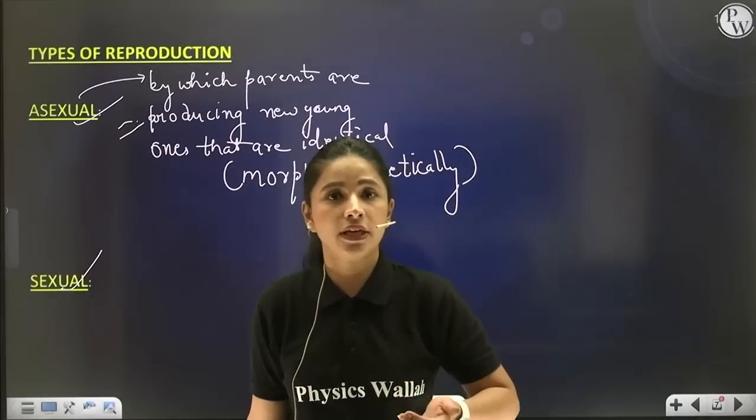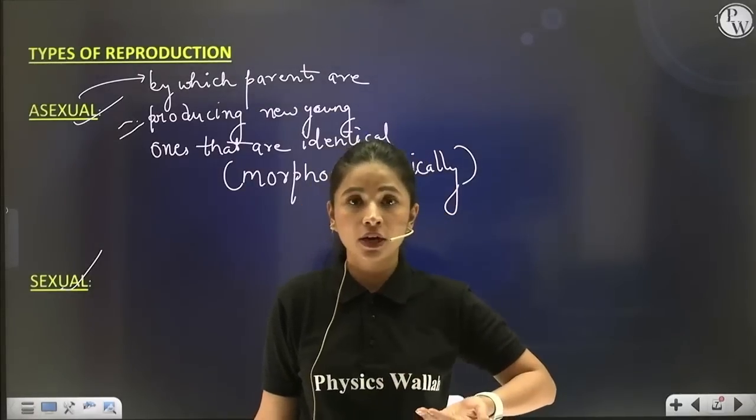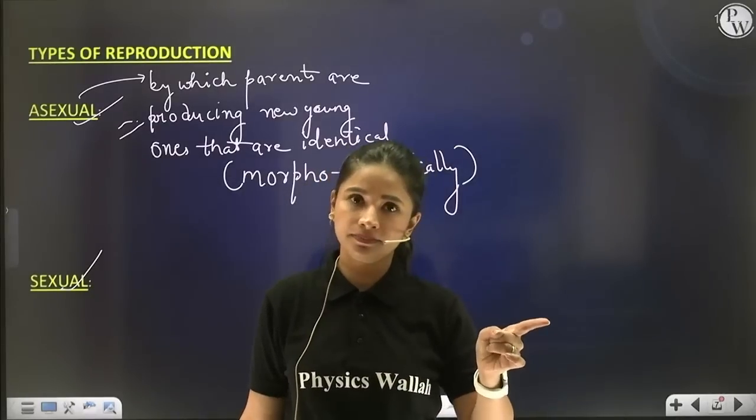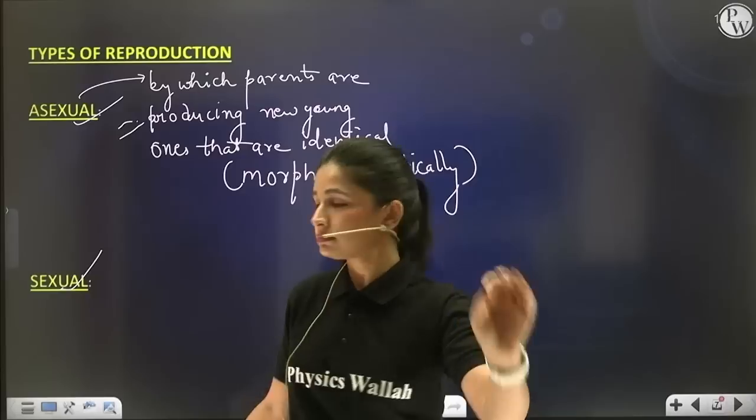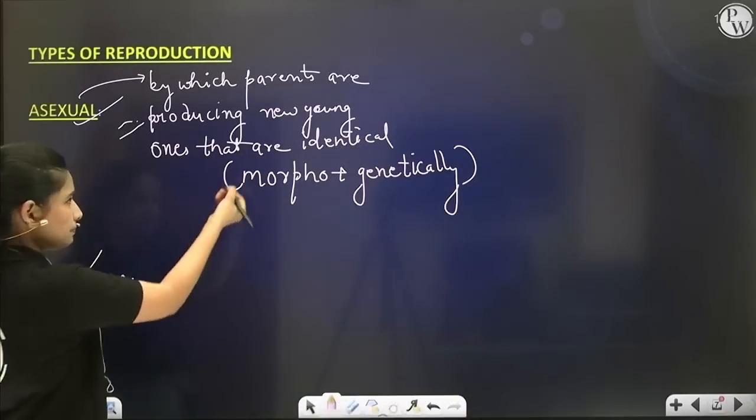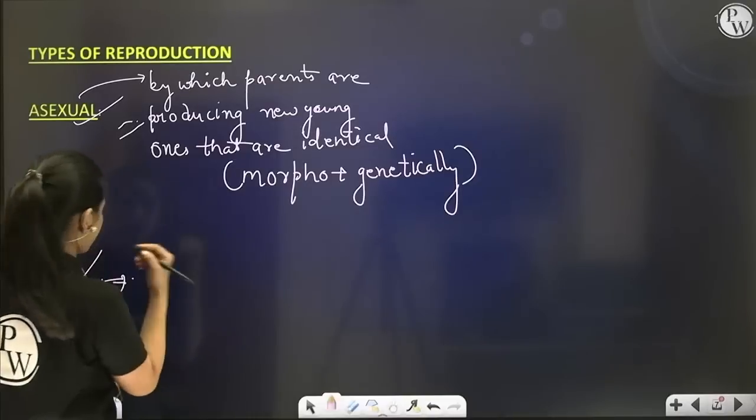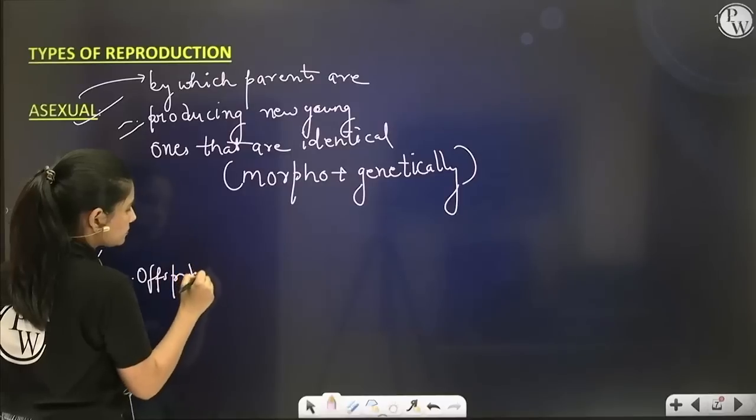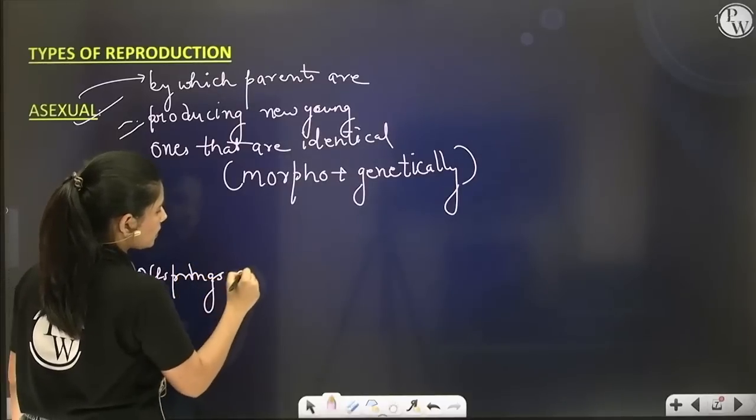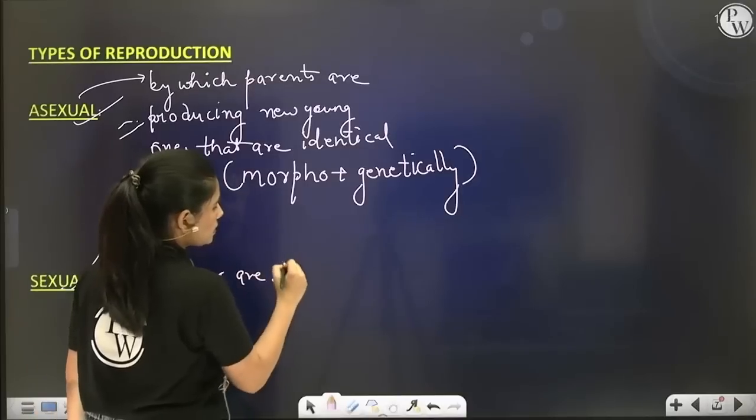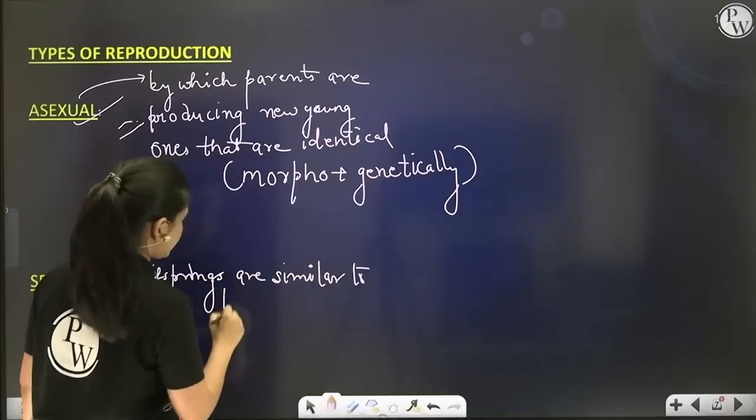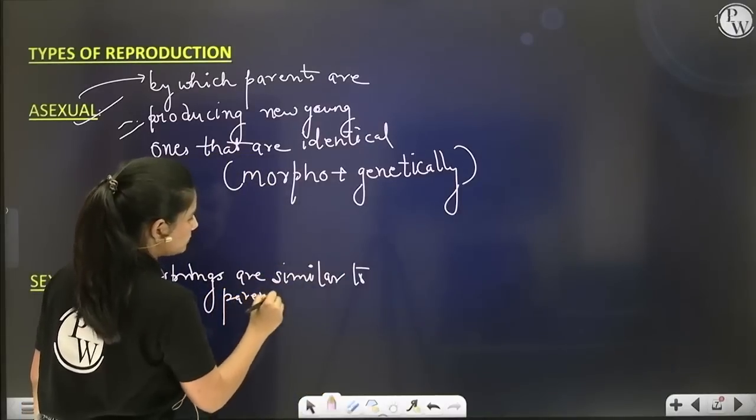On the other hand, if I talk about sexual reproduction, then sexual reproduction means the parents, when they are reproducing, they are producing new ones which are similar to them but not identical. Correct? Then let me write them. Just simply one term I am going to write on the screen. Sexual means offsprings are similar to parent but not identical.